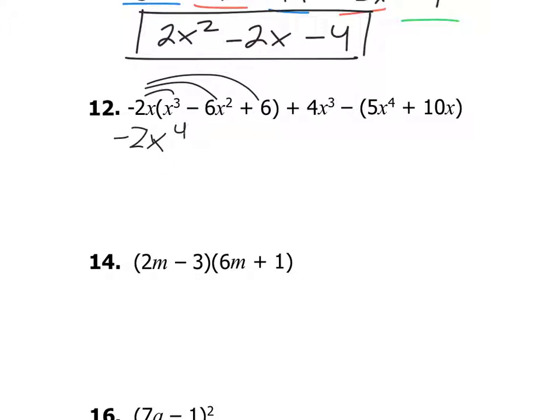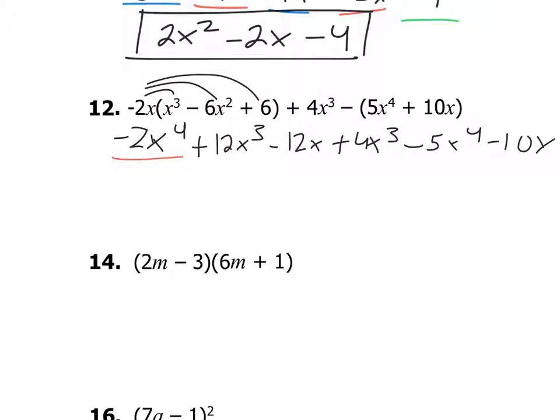So this will be negative 2x to the fourth plus 12x to the third minus 12x, and that's plus 4x to the third. And remember, for subtracting, you change everything to its opposite. So minus 5x to the fourth minus 10x. Then you combine like terms.